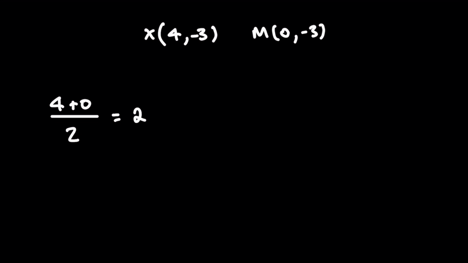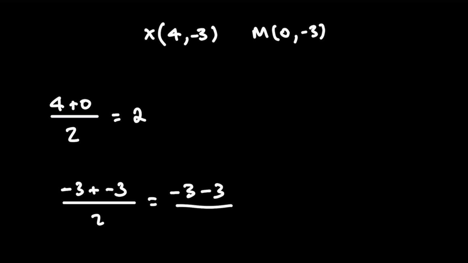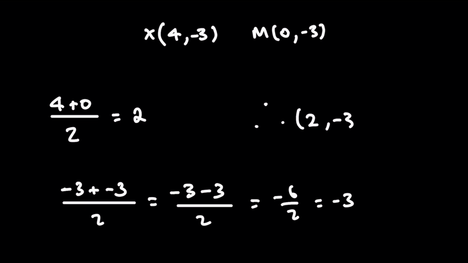And if I do the same thing with the y values, then I should have -3 plus -3 divided by 2. Now, if we take a plus and a minus together, that's the same thing as minus. And so our answer here should simply just be -6 over 2, which is also -3, which makes sense because there is no midpoint between these two. They are the same value. So my midpoint for this here is going to be 2, -3.